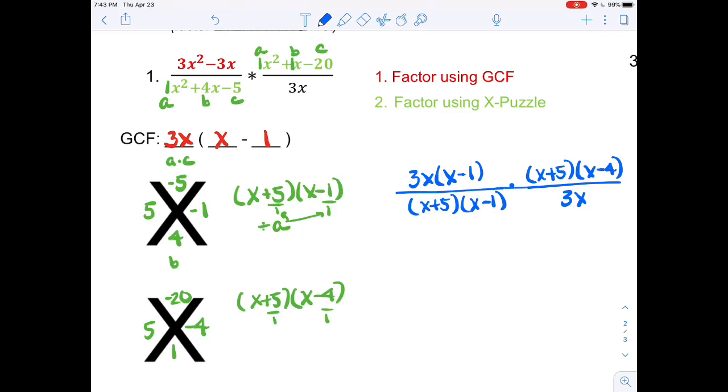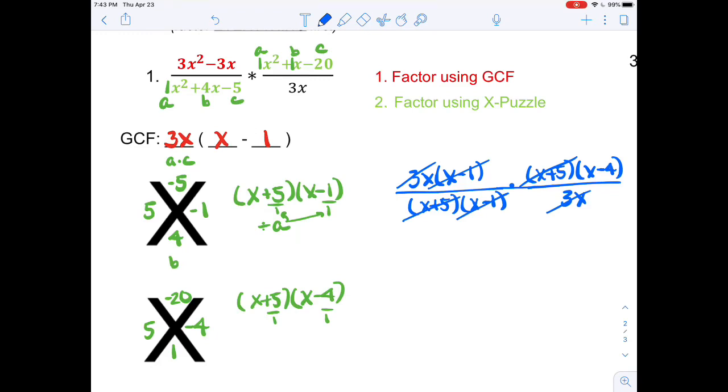All right. So now all we need to do is look at the top of the fraction, the numerator, and then the bottom, the denominator, and see if there's anything that's the same. Because remember, if you have something and you divide by that same something, you just get 1. They basically cancel out. I notice that I have a 3x on top and a 3x on bottom. I have an x minus 1 on top and an x minus 1 on bottom. And then continuing to look across, I have an x plus 5 on the top and an x plus 5 on the bottom. An x minus 4 on the top, and there's nothing left on the bottom. So there's nothing left to cancel.